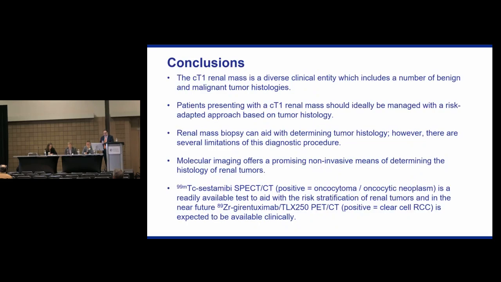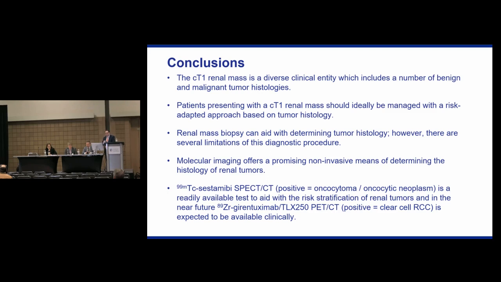So in conclusion, the T1 renal mass, or the indeterminate renal mass, is a diverse clinical entity which includes a number of benign and malignant tumor histologies. Patients presenting with one of these tumors should ideally be managed with a risk-adapted approach. Renal mass biopsy could aid with this purpose. However, there are significant limitations to this diagnostic procedure. Molecular imaging offers the promise of a non-invasive means of helping us determine these histologies.